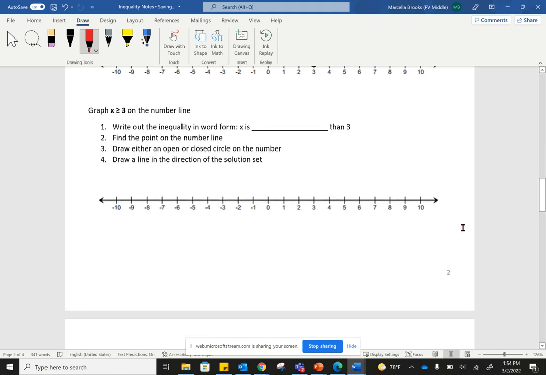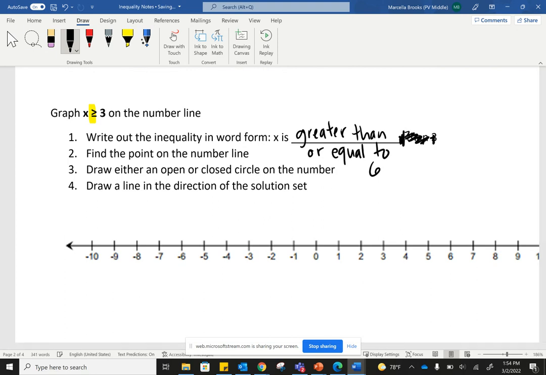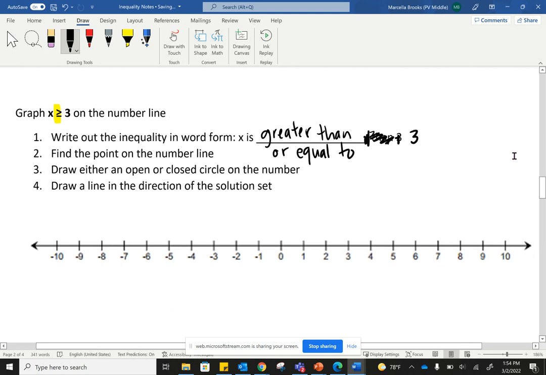Now we have greater than or equal to as our symbol. That means that x is greater than or equal to 3. You can cross off that than. I don't know why I put 6 on there. Whatever. It's been a long day. So again, we're going to find 3 on the number line. You're not always going to just use 3. I'm just using it so we can see the different signs.